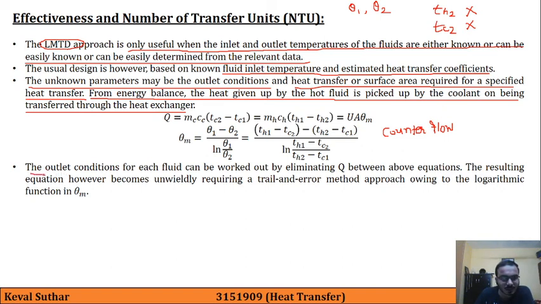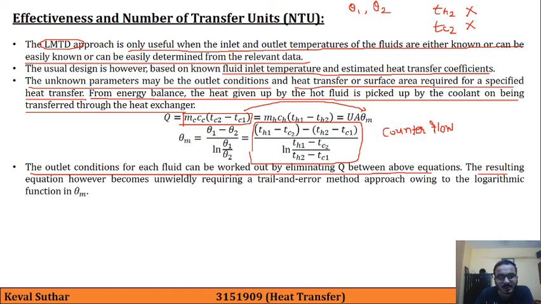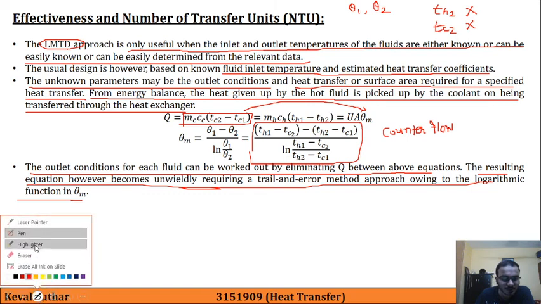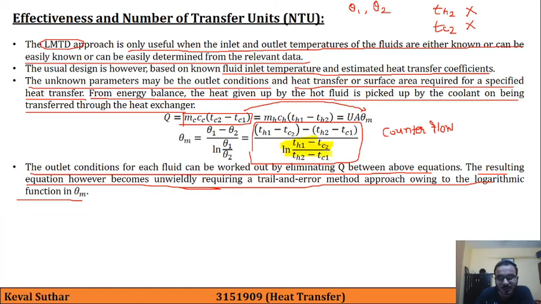Now the outlet conditions of each fluid may be worked out by eliminating Q between the above two equations. That is, we can compare this with this value, where putting the whole theta m is this. The resulting equations, however, become unwieldy, requiring trial and error method approach owing to the logarithmic function in theta m. So here this is the logarithmic function which is coming in between. So trial and error method will be very difficult here.